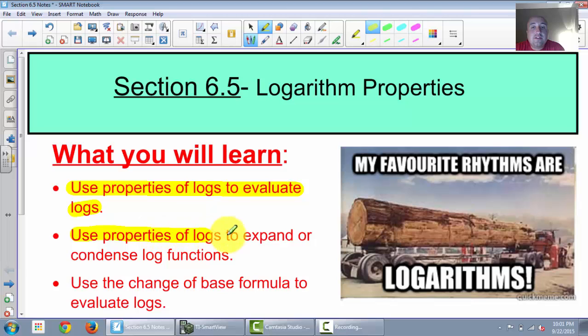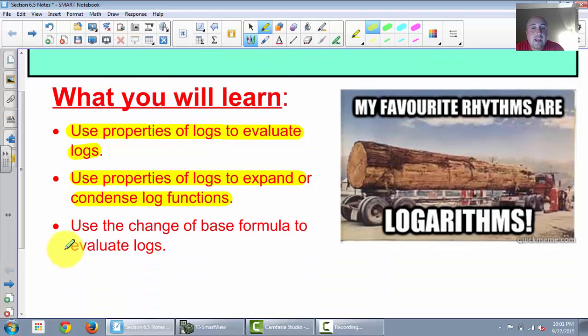We're going to use the properties of logs to expand or condense log functions. So expanding means make bigger, condense means make smaller. And this all goes back to these properties. There's three of them. And then we're going to use the change of base formula to evaluate logs.